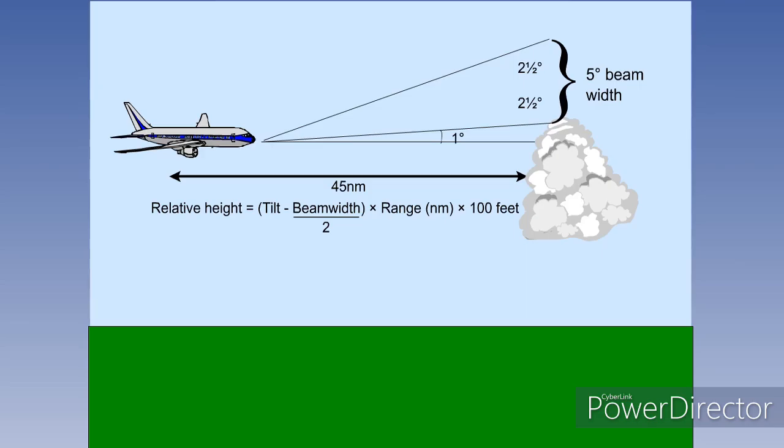The relative cloud height in feet is given by tilt minus half beam width times range in nautical miles times 100.